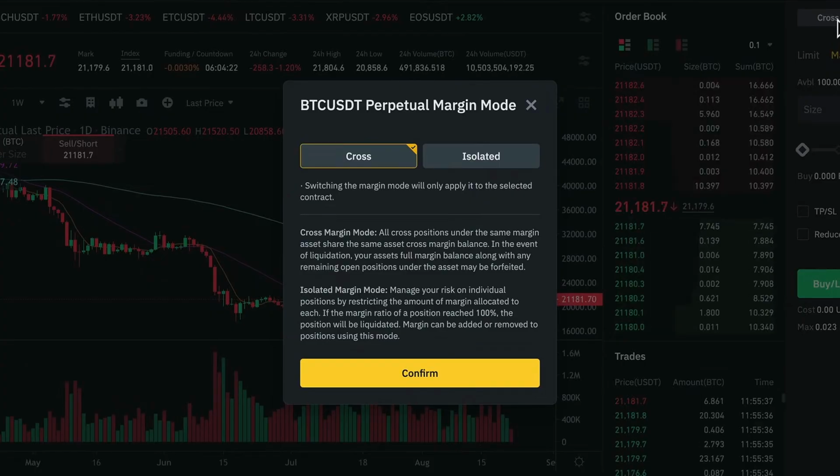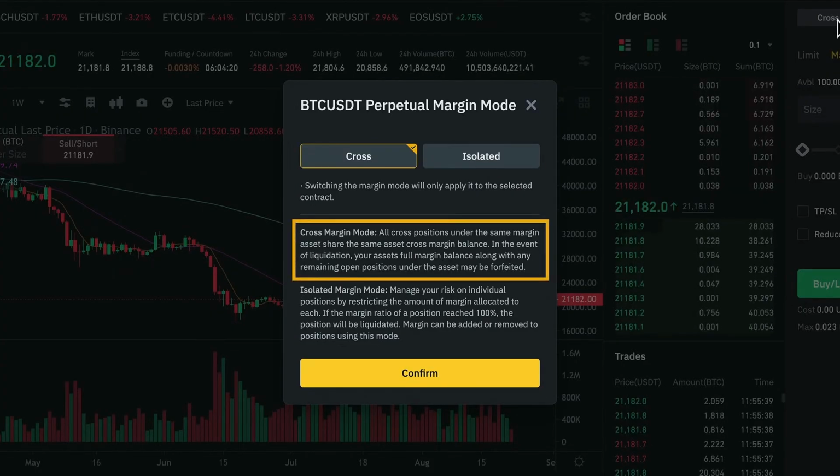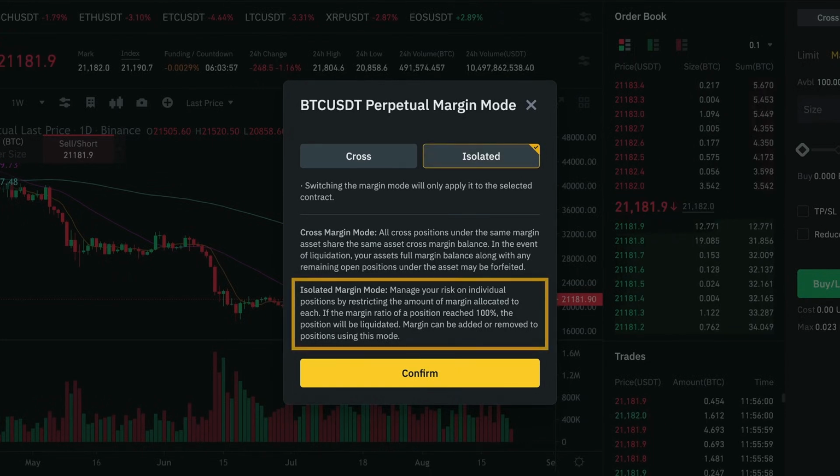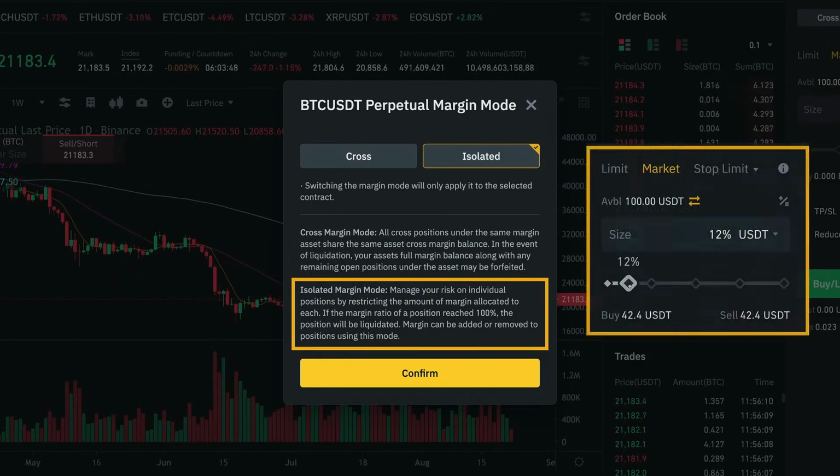Currently, we are in cross margin mode, which means that our entire margin balance, which right now is 100 US dollar Tether, will be used as collateral across all of our open positions. When we switch from cross margin to isolated margin mode, then like I've mentioned before, we'll have a separate margin balance for each individual position. So with each position in isolated margin mode, we're only risking the margin that we allocated to this one position.